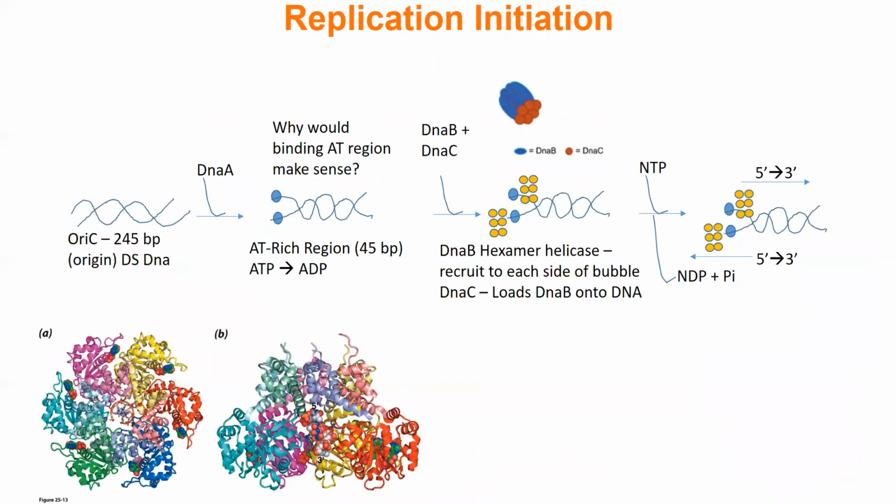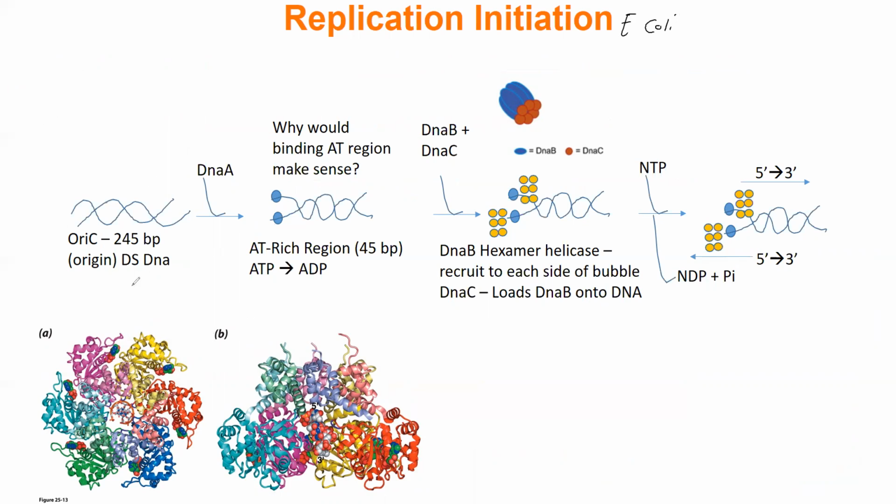Now let's talk about how replication starts in E. coli. Again, E. coli is our model system here. Eukaryotes start a little bit different, but we can get the basics of it. So replication initiation in E. coli. Hope you enjoy my awesome drawings here.